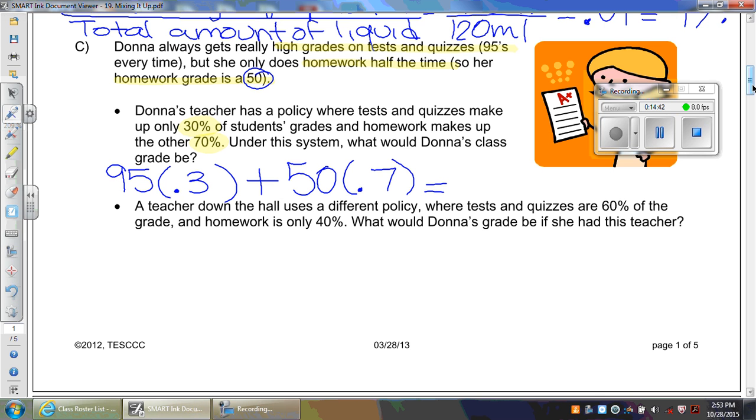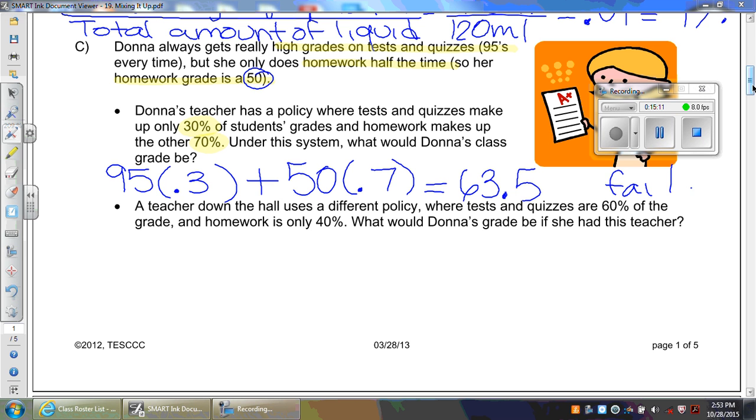What do you get, Victoria? About 63.5. Yeah. Maybe you forgot one decimal. So will Donna pass the class for that teacher? No, right? She will definitely fail. Now let's see what will happen with a different grading policy.